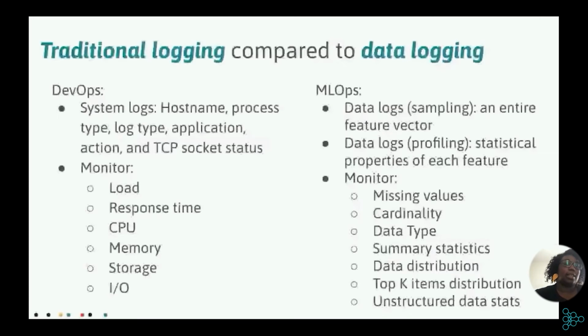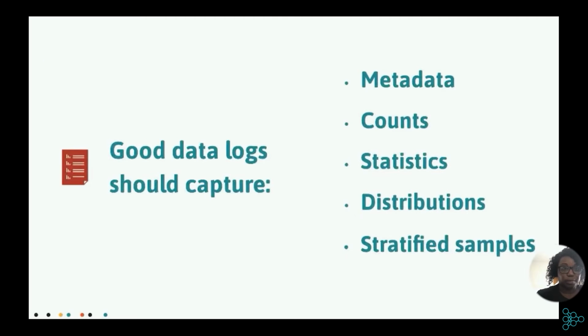So that looks like, what is the distribution of the data? What's the cardinality? How many different values, how many unique values? What are the missing values? What are the data types? What are the top items? All of these things are incredibly important for understanding your data.